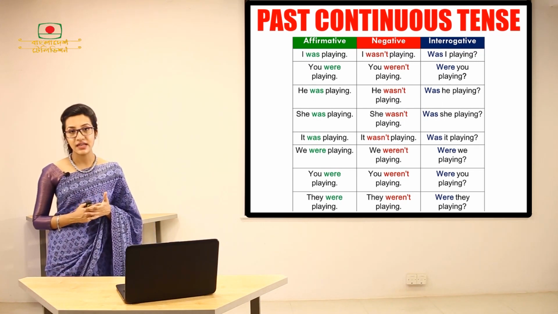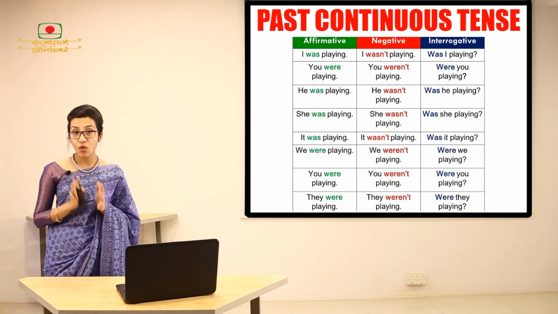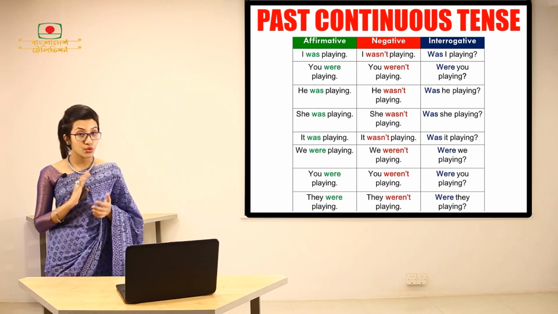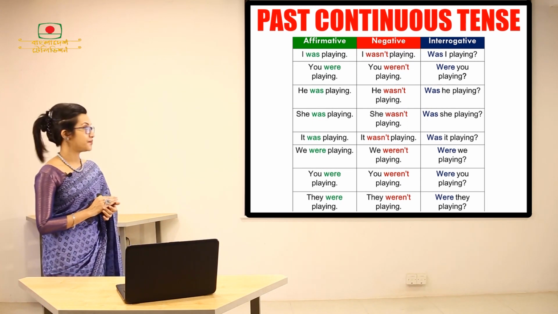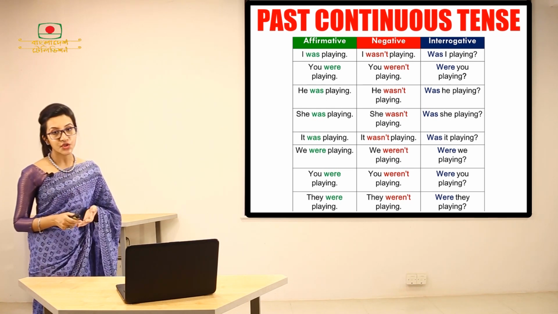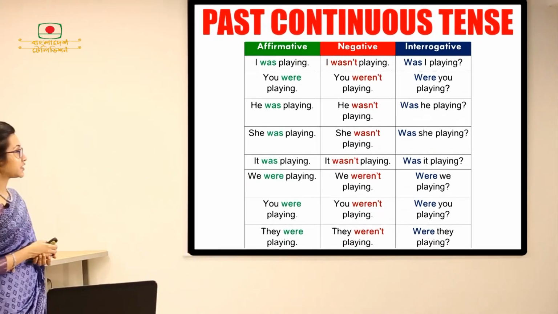In case of I, he, she and it, we have used was. In all other cases, we have used were. And yes, since it is in continuous form, do not forget to use verb plus ing. When we make it into negative, we are going to use not after was or were. For example, I wasn't playing, you weren't playing, he wasn't playing. You can also write he was not playing if you want to make it in full form. She wasn't playing, it wasn't playing.